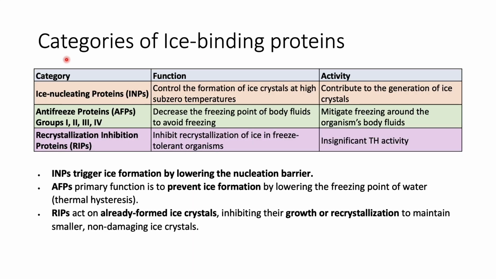So there are various categories of ice-binding protein. The major ones are called ice-nucleating proteins, antifreeze proteins, group 1, 2, 3, 4, and recrystallization inhibition proteins. These are all the three major categories.